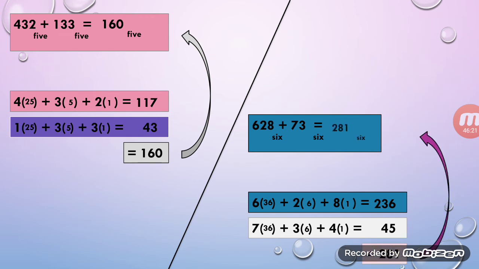281. Now, one thing you must remember is when you get your answer, you must put down the base notation. Otherwise, the answer could be considered wrong. So whenever you get 160, you have to put 160 base 5. 281 base 6 has to be 281 base notation 6.